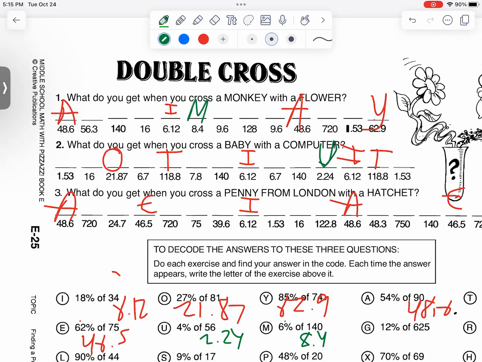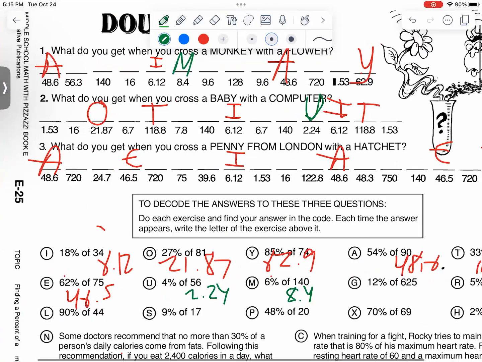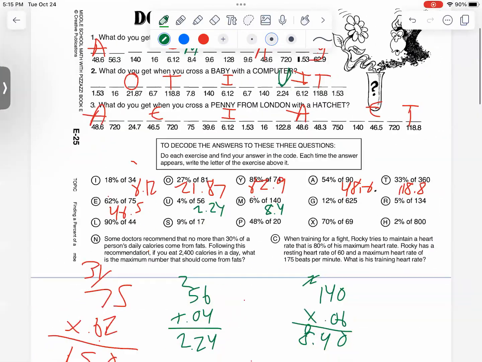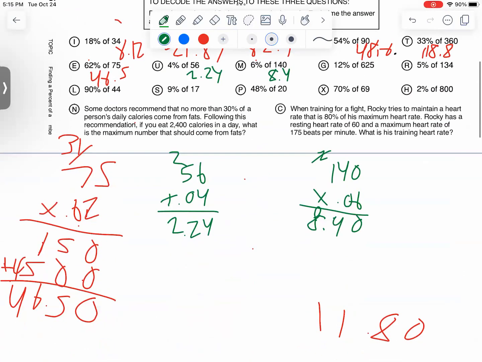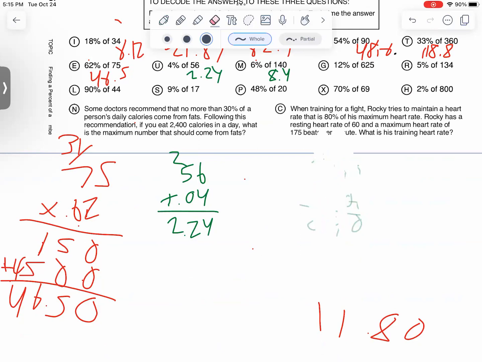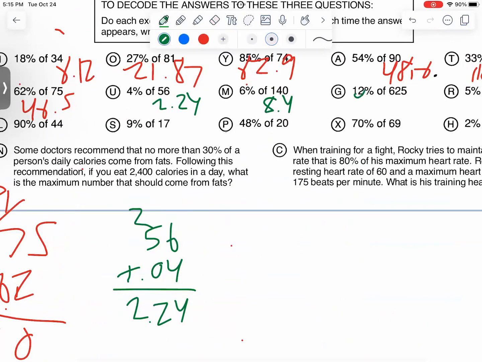All right, 8.4, another M. I don't see one anyway. All right, next we have 12% of 625. So we're going to move the decimal over 2. We're moving away from the percent, so it's moving left. Obviously, if we're going from decimal to the percent, we move it towards the percent sign twice.